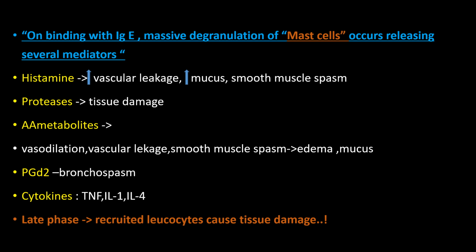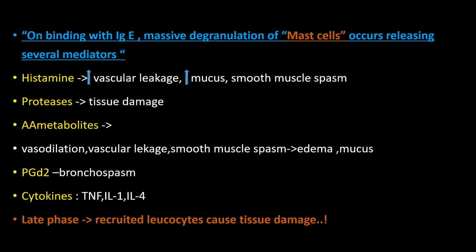And there are arachidonic acid metabolites, like all your prostaglandins, which are concerned with vasodilatation, vascular leakage and smooth muscle spasm, all of which will lead to edema of the tissue as well as increased mucus production. And there is production of prostaglandin D2, which is specifically concerned with bronchospasm. So all these chemical mediators are responsible for the immediate phase of type 1 hypersensitivity reaction.